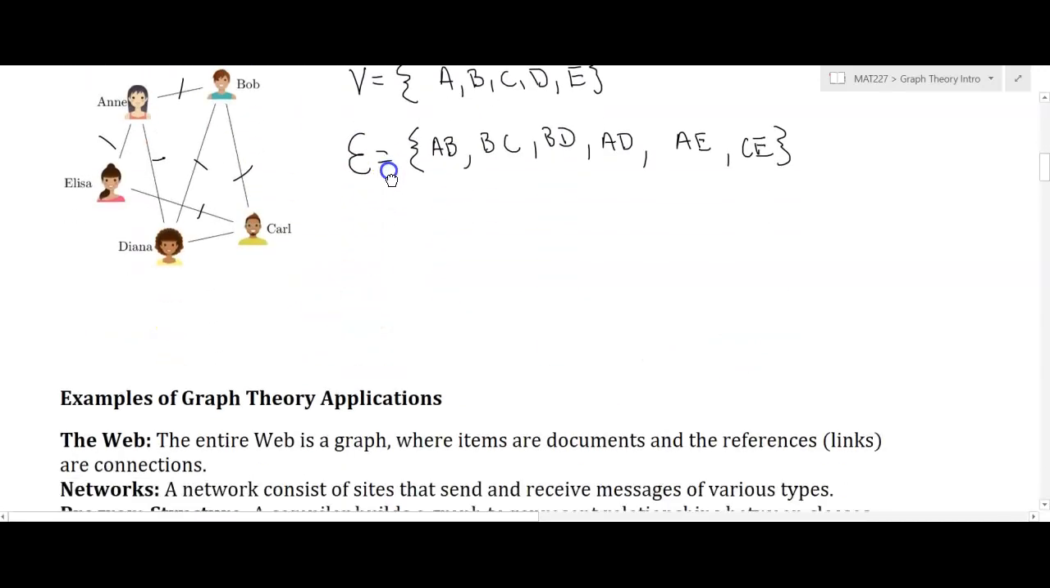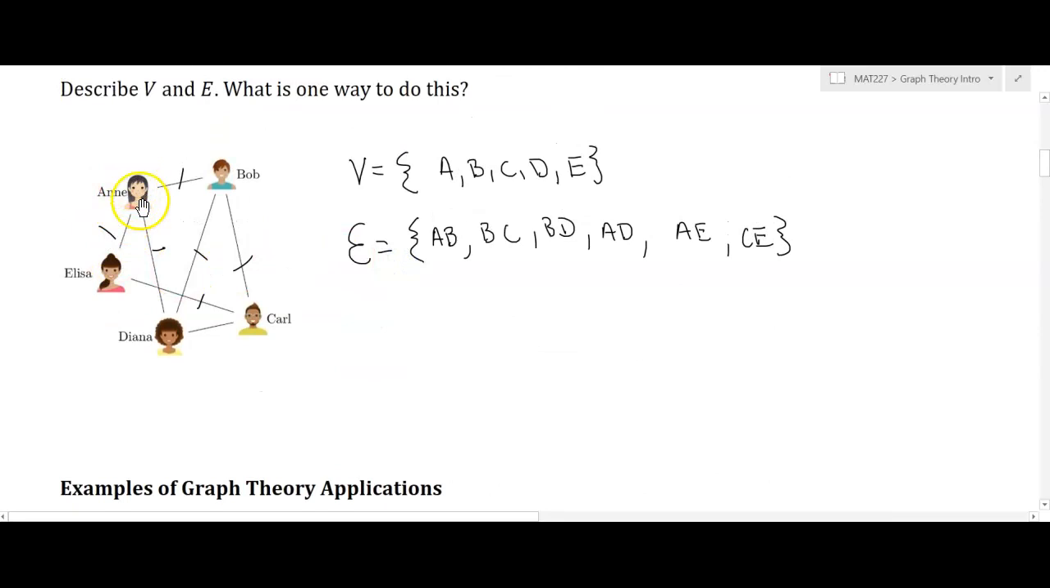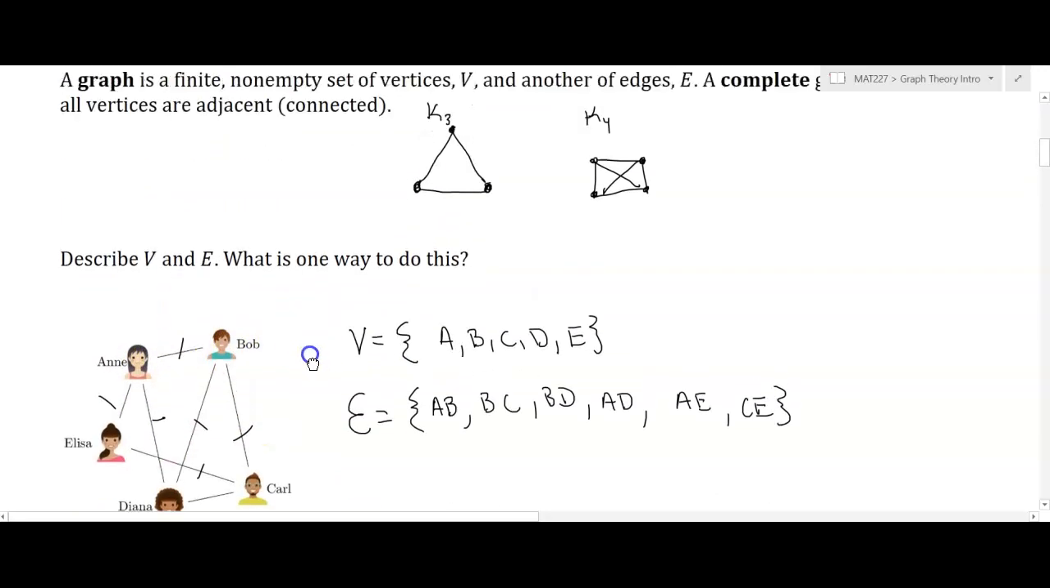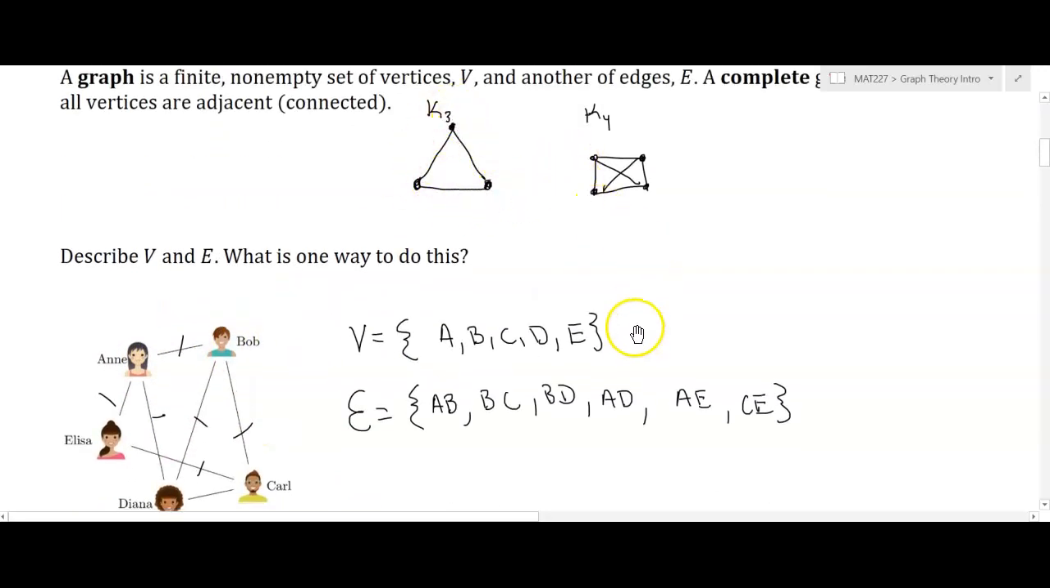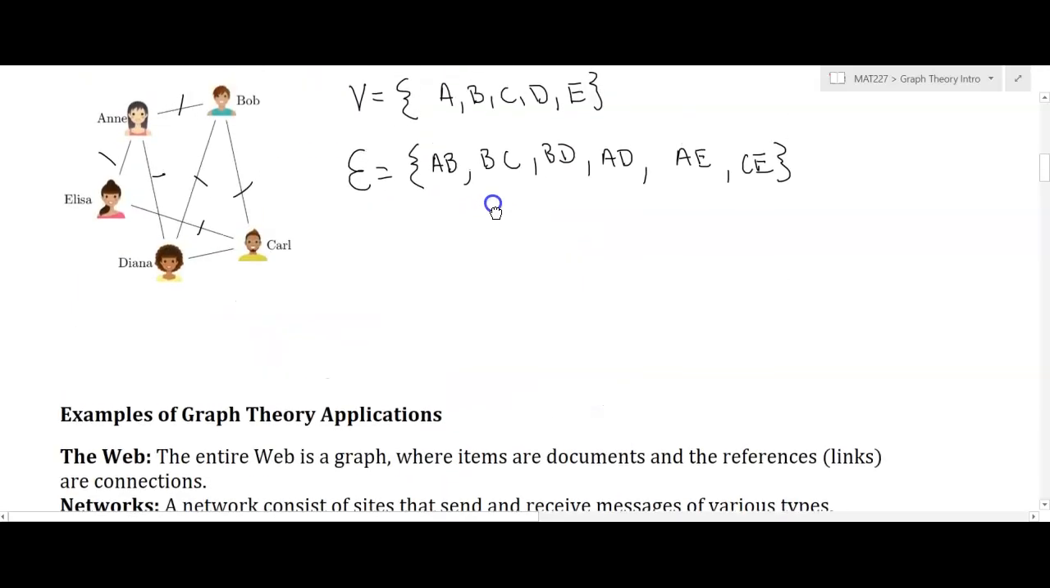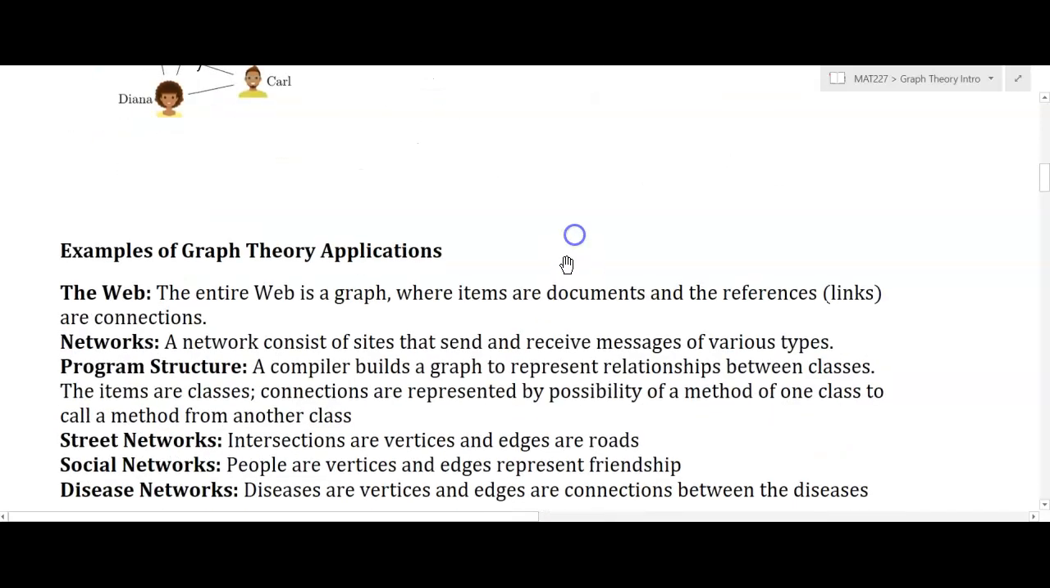Now, there's many ways I could draw this graph, and here my vertices are actual pictures of people, but you see up here, they're just dots, and typically we list them as dots and lines, but this was just a fun interactive example. So this is one example of where we could see graphs, and other examples are the internet, the web. The entire web is a graph where items are documents, and the references, or the links, are connections between those documents. So when you're talking about the World Wide Web, it's a gigantic graph of information.